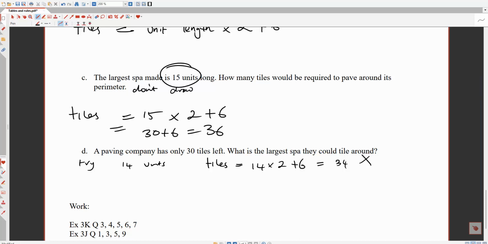So we can see that 14 units would require 34 tiles. 15 units required 36 tiles. So why don't we go and summarize this? So 14 units is 34. What do you reckon 13 units will be? Well, that's going to be 32. 12 units is going to be 30. And that's what we're after. So the largest spa that they could tile around is 12 units.